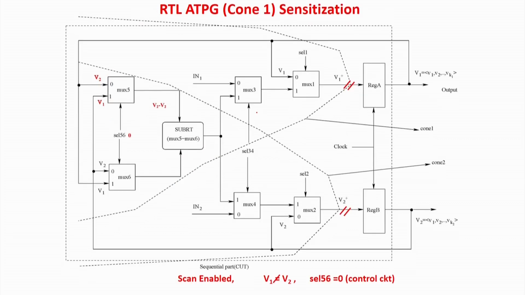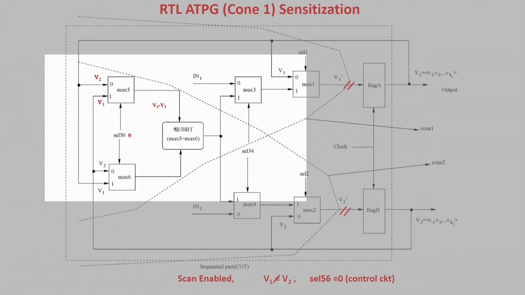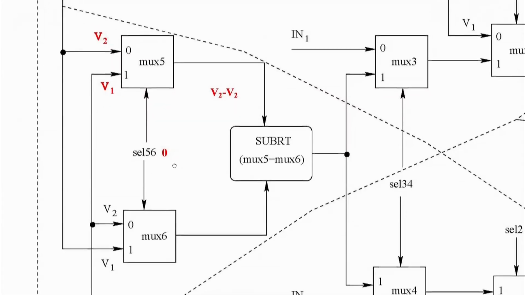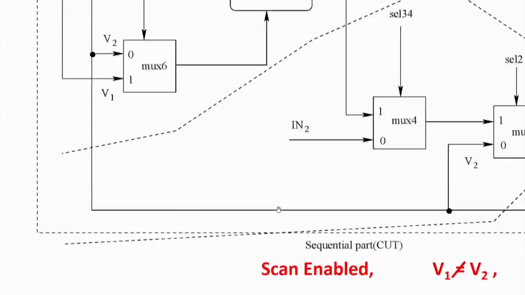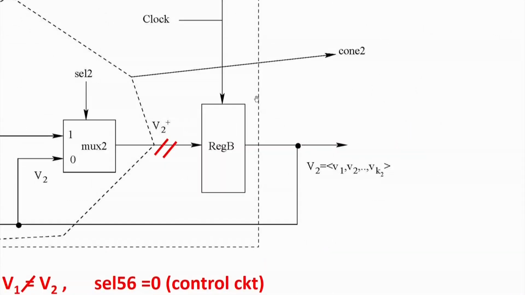So I have to go again for the same business: sensitize, propagate and justify. The same philosophy will apply. Let us see how it happens. Let me zoom it for you. So I have to sensitize. How will I sensitize? You know that in the general case it is V1 minus V2 or V2 minus V1. So first I have to apply as input two numbers V1 and V2, and they should not be equal, because if they are equal the fault will not be sensitized, as simple as that. So I have to first enable this scan. Why do I have to enable this scan?